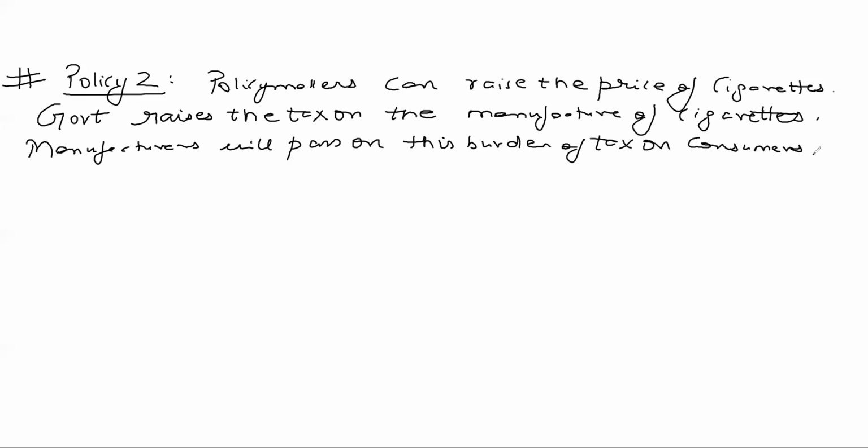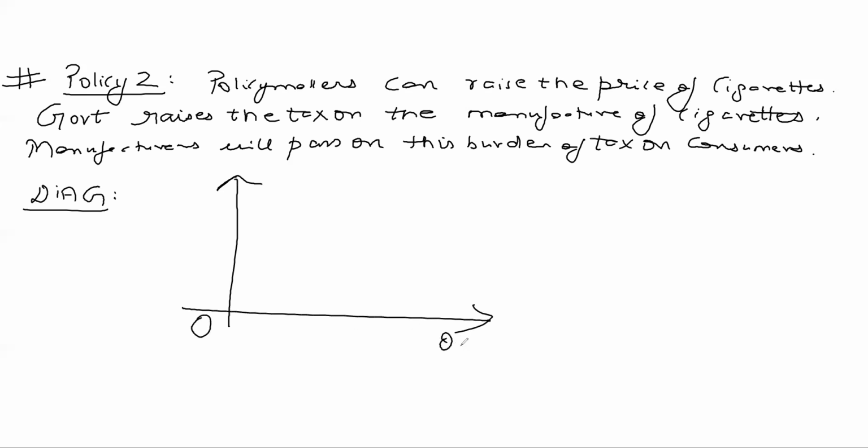So now what is happening? Consumers are paying the higher price for cigarettes in the form of more taxes. Now, is it causing a shift in the demand curve or a movement along the demand curve? All of us know the answer. It will cause a movement along the demand curve. So quantity demanded of cigarettes, price. This is my demand curve.